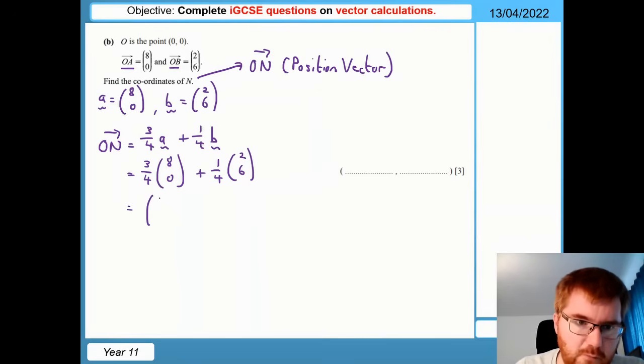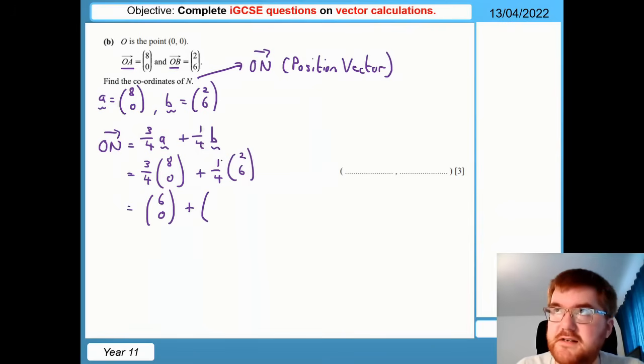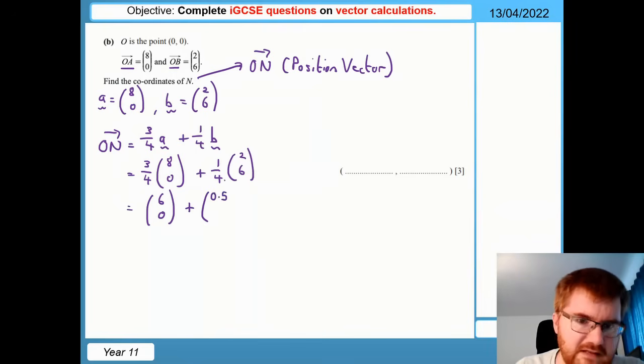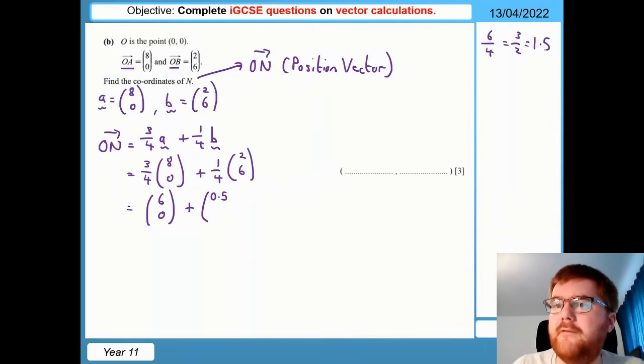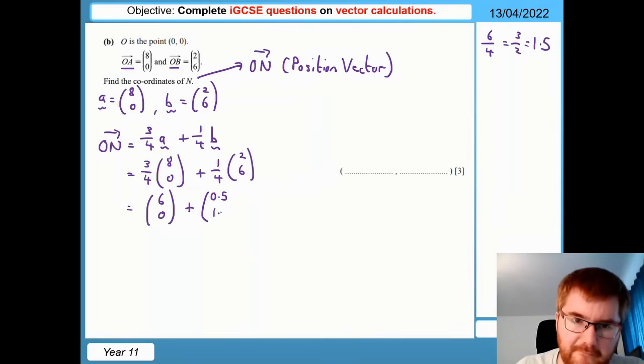Again, there's a couple of different ways you can work that out. Anything times by 0 is 0. And then we have to think about this one here. So a quarter times 2, that's equal to 2/4 or a half. So let's call that 0.5. Let's keep it in decimals. And then a quarter times 6, that's equal to 6/4. Now remember, 6/4 is the same as 3/2 or 1.5. So this is equal to 1.5.